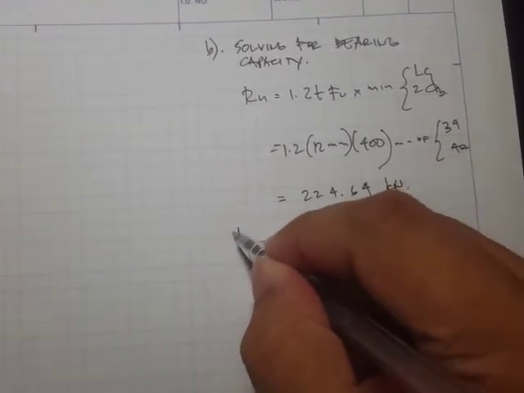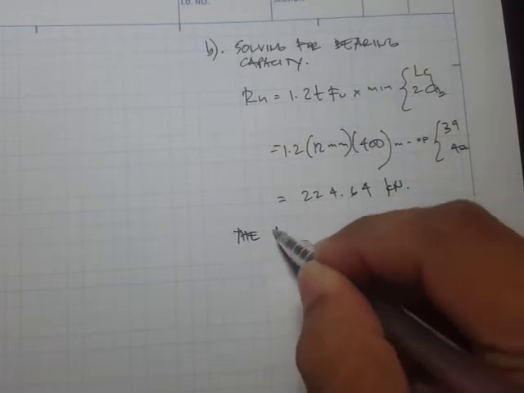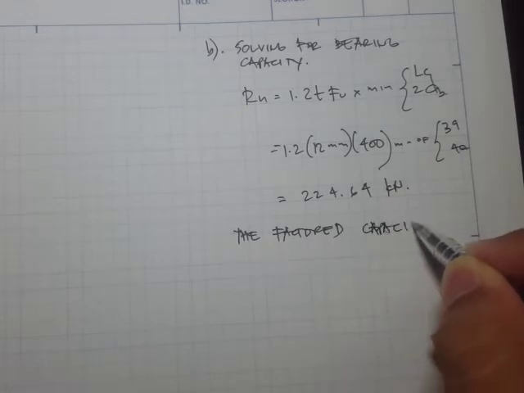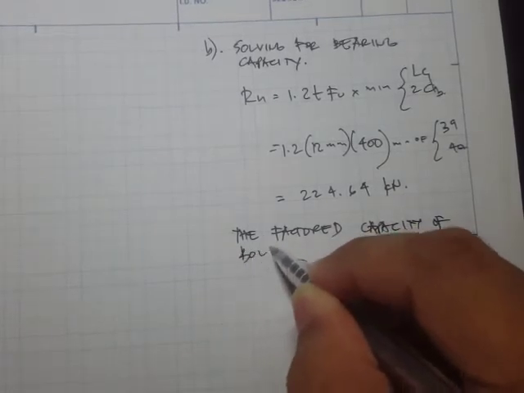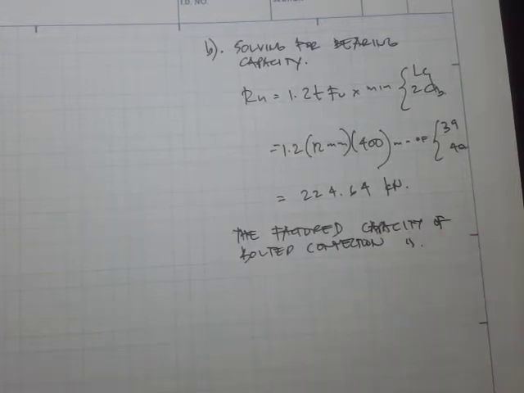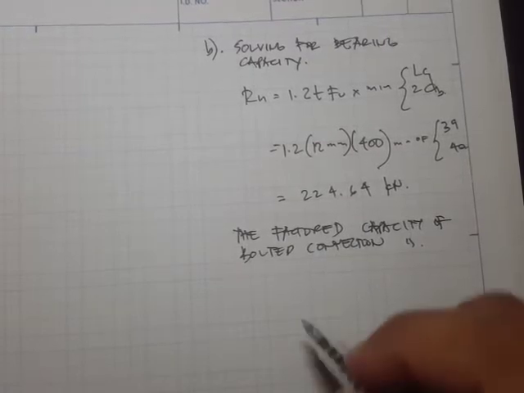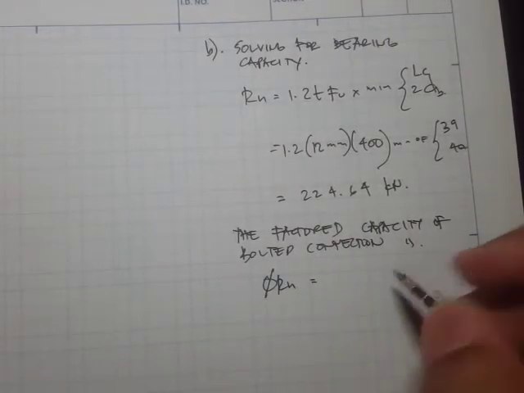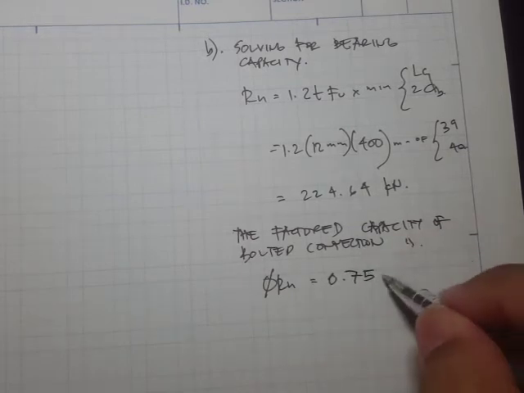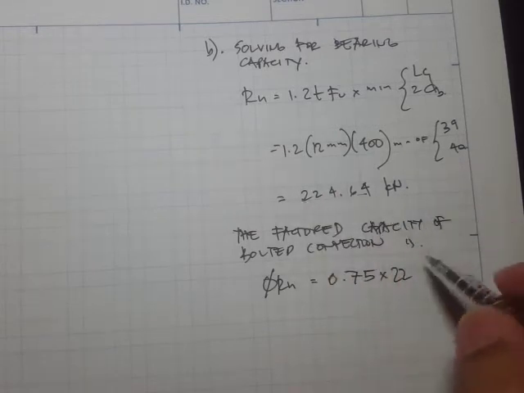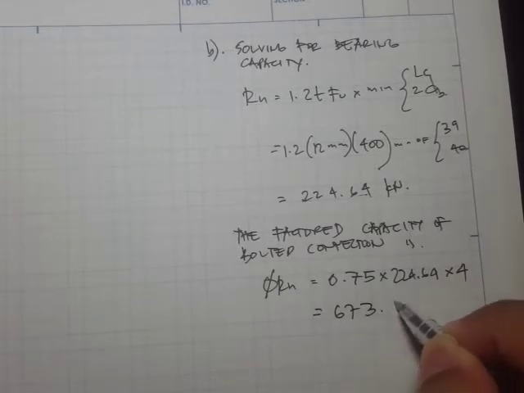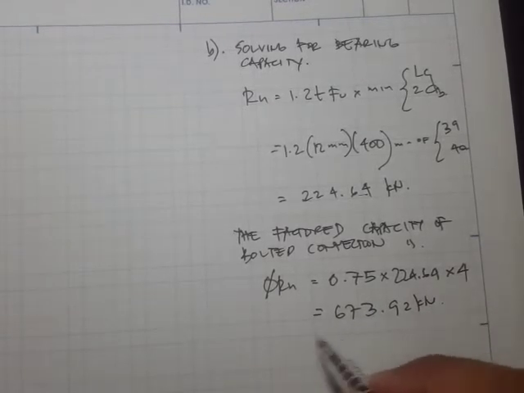Okay, so the factored capacity of the bolted connection is ϕRn is equal to the reduction factor of 0.75 times this value 224.64 times the number of bolts. That's going to be 673.92 kilonewtons.